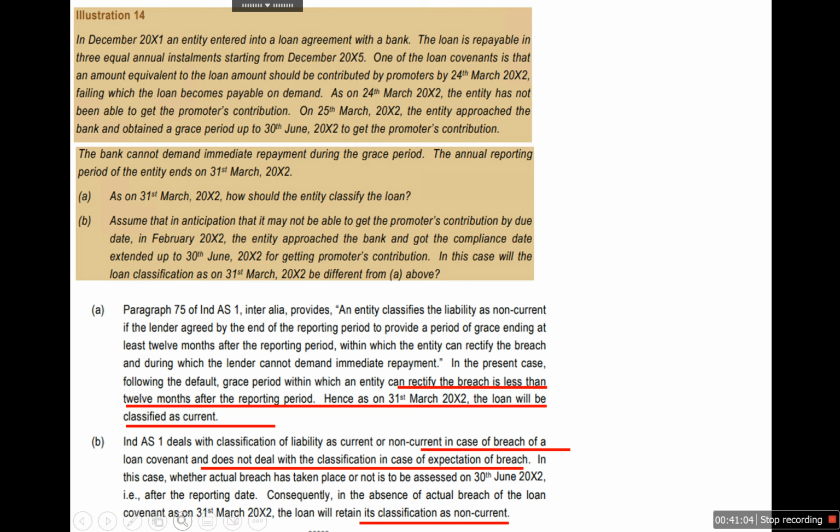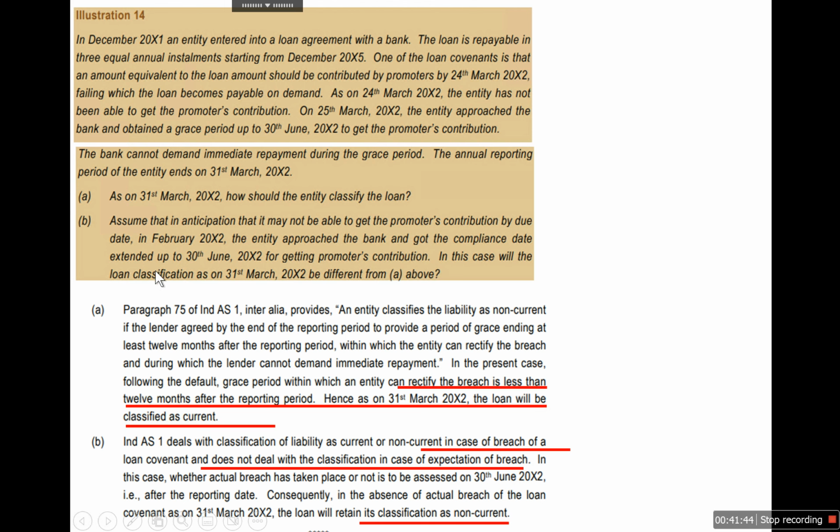In the present case, following the default, the grace period within which the entity can rectify the breach is less than 12 months after the reporting period. Hence, as on March X2, the loan will be classified as current because it has got the grace period till 30th June. Second, assume that there is an anticipation that it may not be able to get the promoter's contribution by the due date in Feb X2, and the entity approached the bank and got the compliance date extended up to 30th June X2 for getting the promoter's contribution.